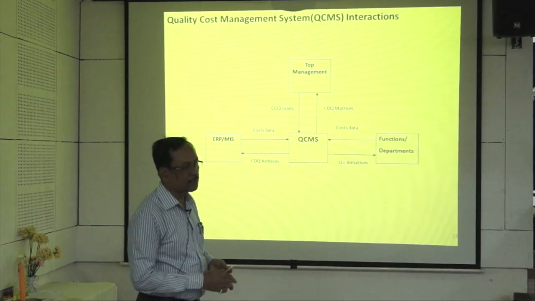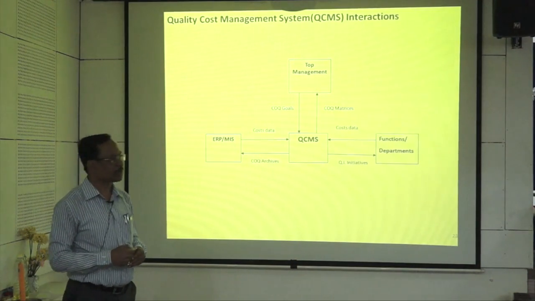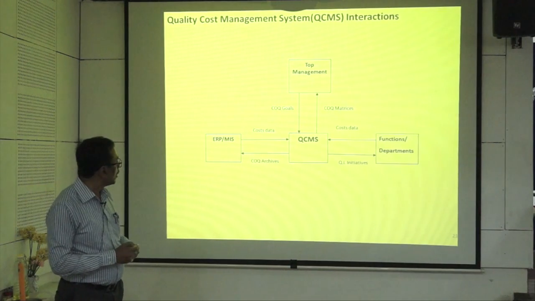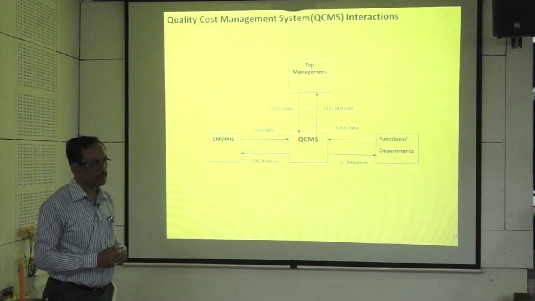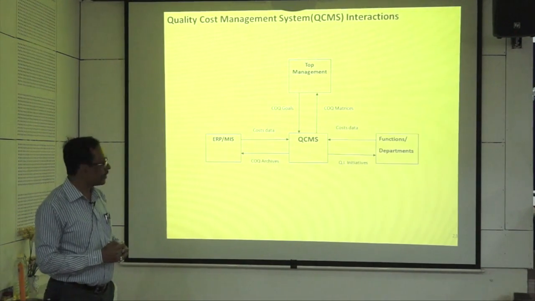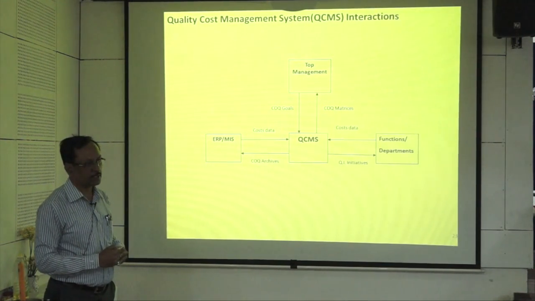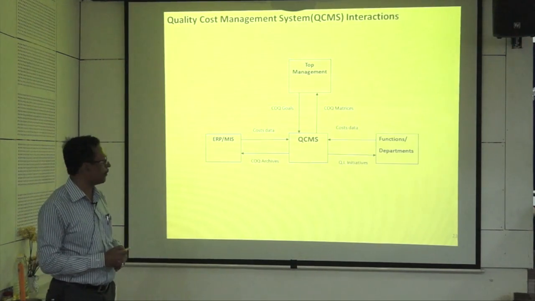Now, this is the interaction that I expect between the quality cost management system and all other elements of the organization. It will take quality cost data from different functions and departments, and it will also take quality cost data from ERP or MIS. In the present case study, I have found that 80% of data is available in ERP and MIS, and 20% of data is to be collected from individual functions or departments.